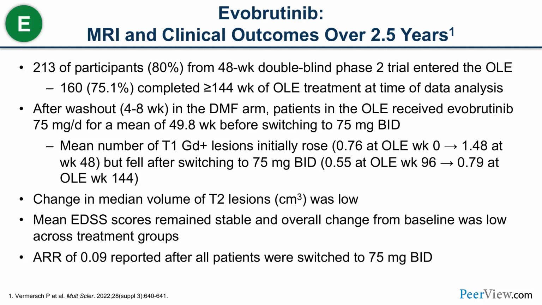Looking at EDSS scores, and again, you need to take these clinical outcomes with a grain of salt just because the phase 2 clinical trial wasn't powered to look at differences, but again, it's really informative to see how things change. The mean EDSS score remained stable, and overall, the change from baseline was low across all treatment groups, and the annualized relapse rate of 0.09 was very low, and this was what was reported after all patients were switched over to the 75 milligrams twice a day dose, which again is the dose that is being evaluated in phase 3 clinical trials.